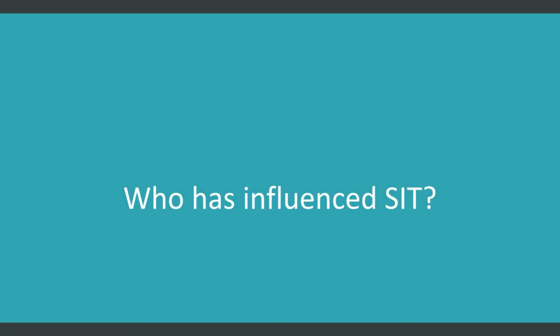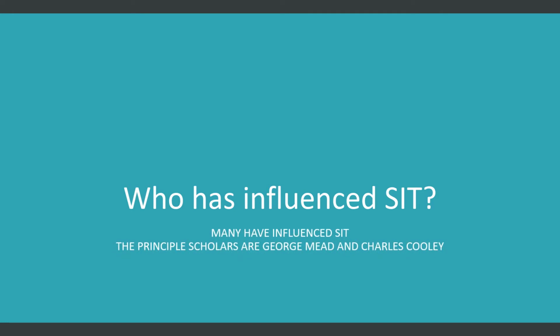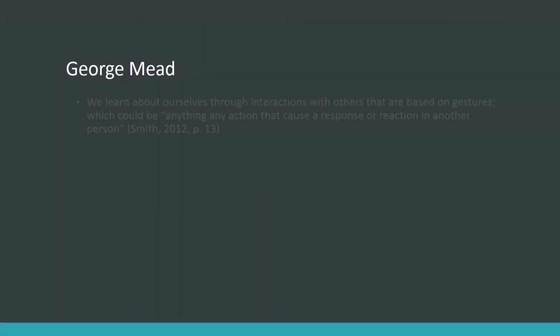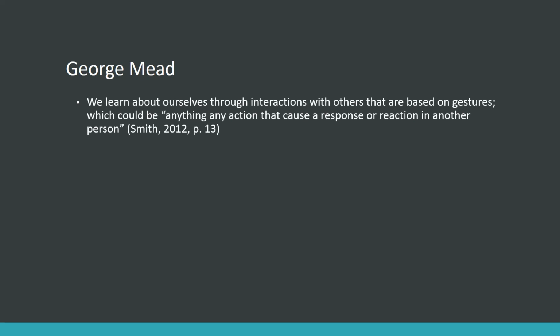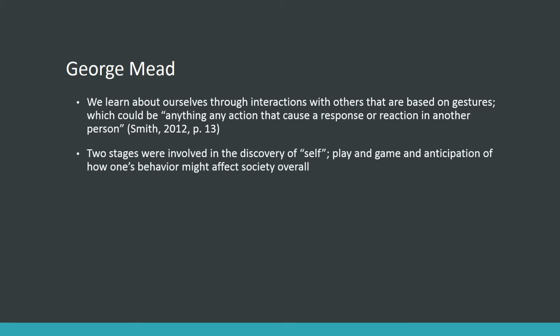Now we'll discuss who has influenced symbolic interactionism theory. It's been influenced by many, but the principal scholars that we'll discuss are George Mead and Charles Cooley. George Mead believed that we learn about ourselves through interactions with others that are based on gestures, which could be anything that causes a response or reaction in another person. He also believed that there are two stages involved in this discovery of self: the playing game and anticipation of how one's behavior might affect society overall. And finally, he believed the self to be a constant transition between I, the spontaneous, and me, the social.